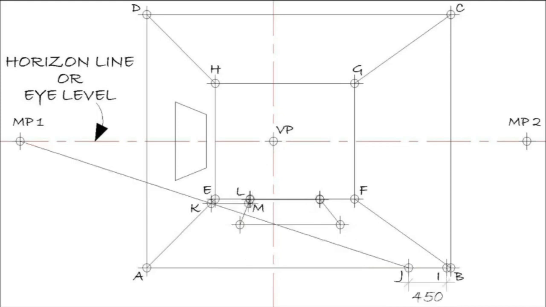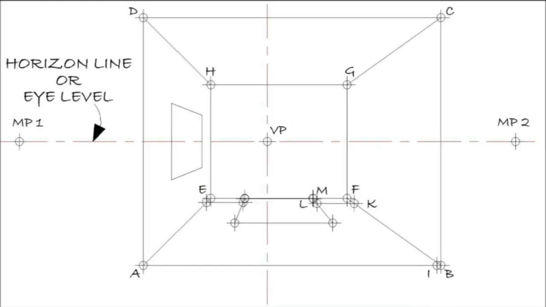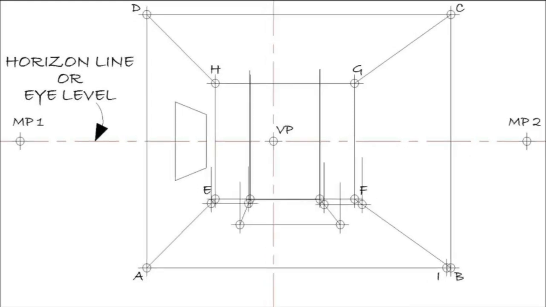For the depth of the side table, mark out J at 450 from I, then join J to MP1 to get K, and a horizontal from K to get M. This gives you the side table on the floor ELMK. For the depth of the study table of 600, mark out J from A at 600, join J to MP2 to get K, and draw a horizontal from K to get L. This gives you the study table on the floor M, F, K and L. Draw verticals from each of the vertices that we derived on the floor for the side table, the bed and the study table.